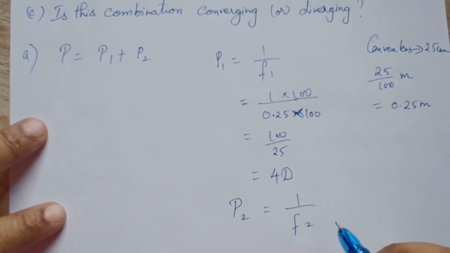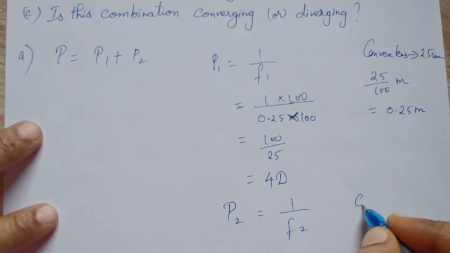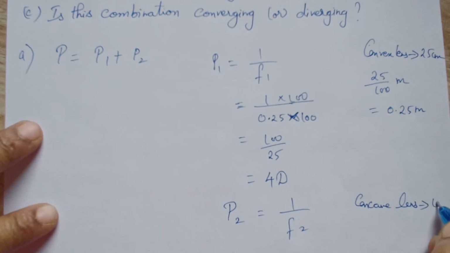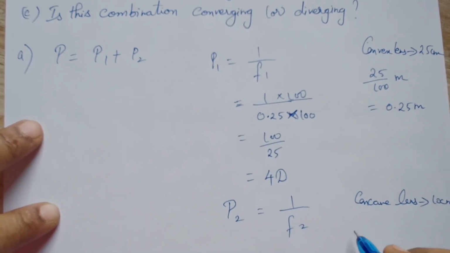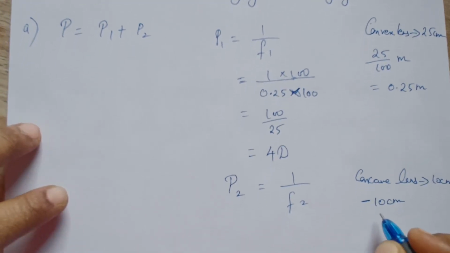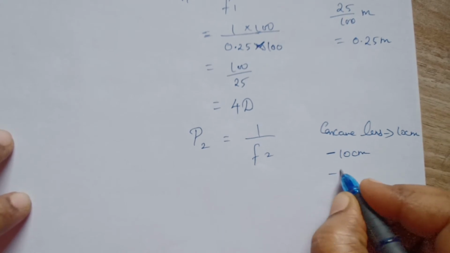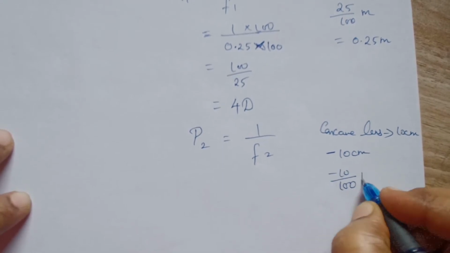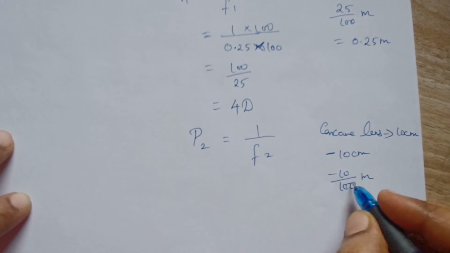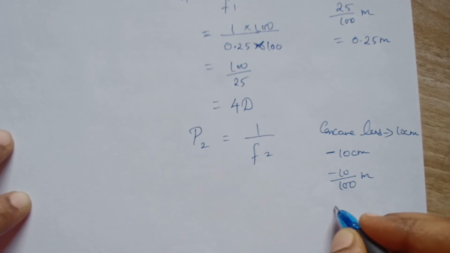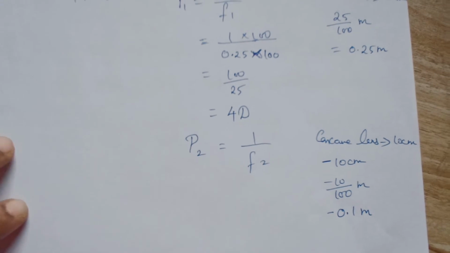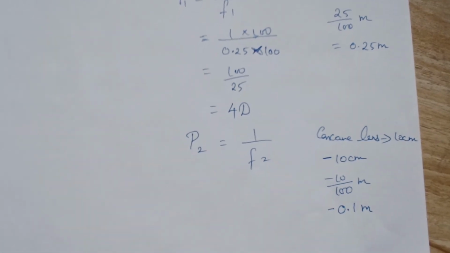P2 is 1 by F2. That is your concave lens, focal length is 10 centimeter. Concave lens means it is negative, minus 10 centimeter, right? So first convert that into meter. Minus 10 by 100 meters. Therefore minus 0.1 meters.